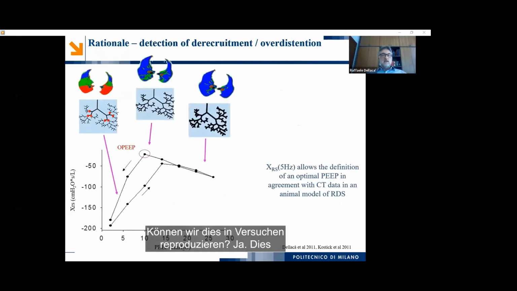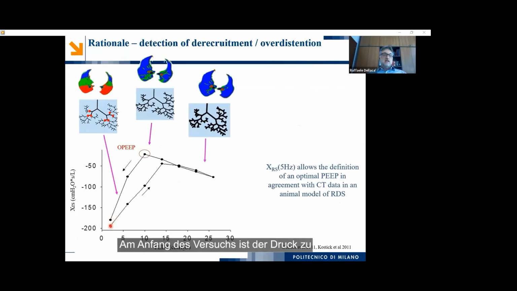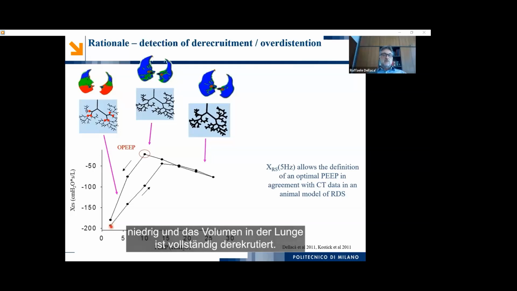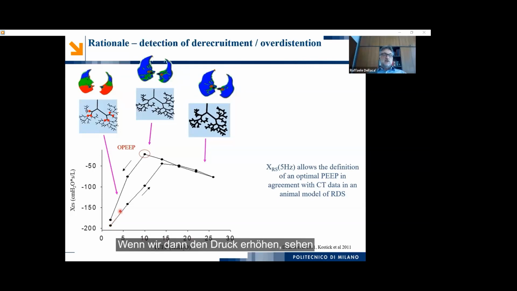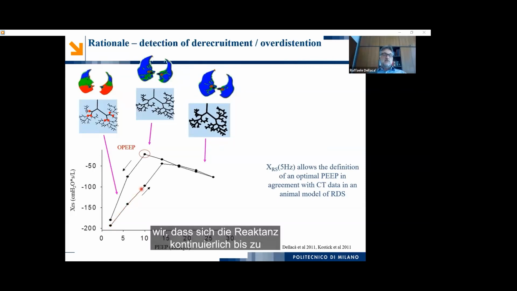Is this what we can get experimentally? Yes, it is. This is an example of real tracings taken from an RDS lung. As you can see, we have a very negative value of reactance at the beginning of the trial. The pressure is too low and the lung is not completely recruited. Then we increase the pressure and we see that the reactance improves and continues to improve, up to about 15 centimeters of water here.